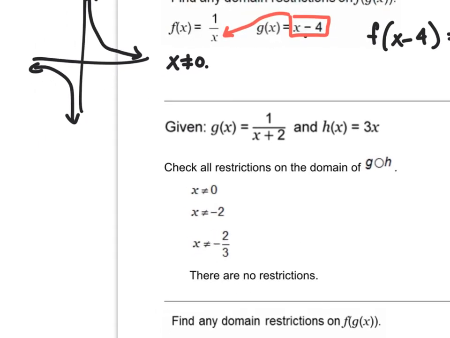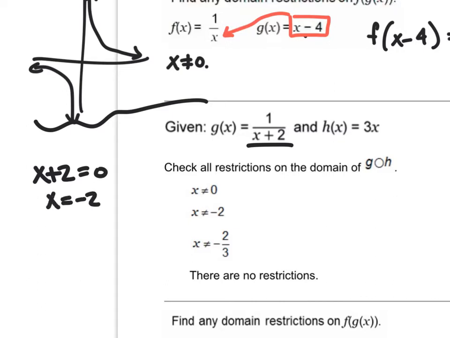And here's why. If I take my denominator, which is x plus 2, and set that equal to 0, we get that x is equal to negative 2. And so this is the value that makes g undefined.